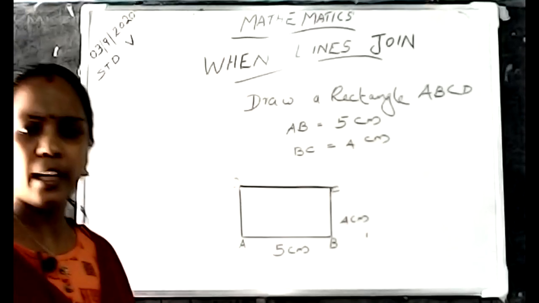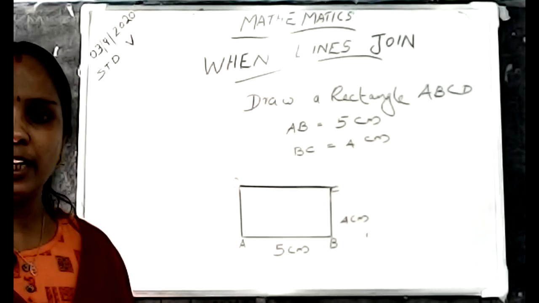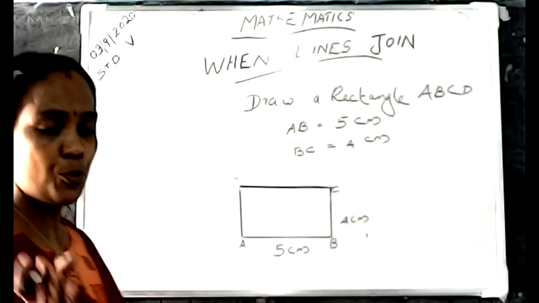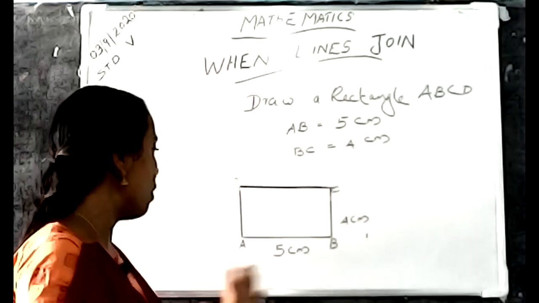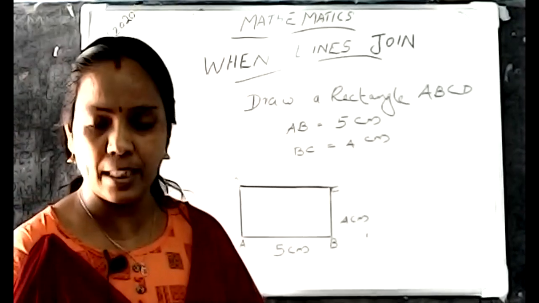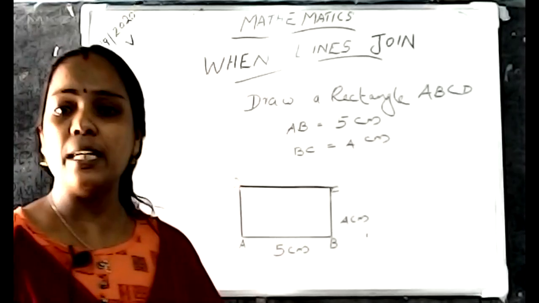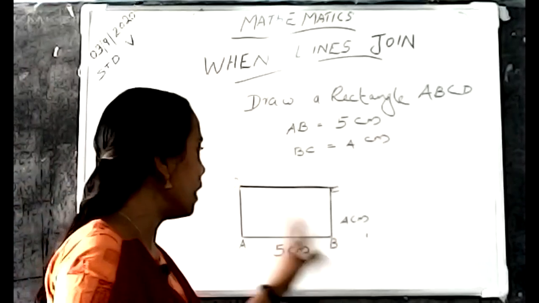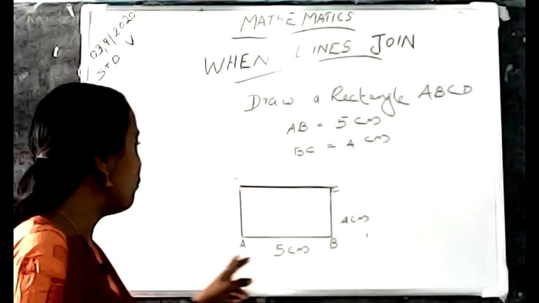How can we draw a rectangle ABCD using a set square? The set square has measures written on its side, so we use it instead of a scale. Firstly, draw one line AB. How many centimeter? 5 centimeter. Next one, which measure is given? BC. How many centimeter? 4 centimeter. After joining BC, we can easily find the measure of AD.